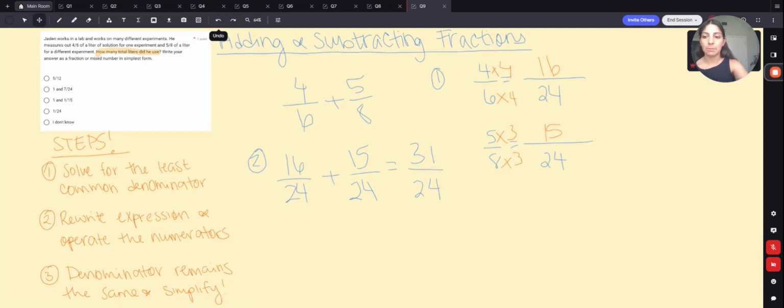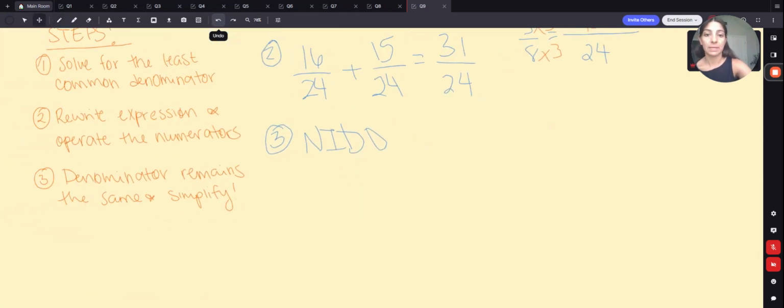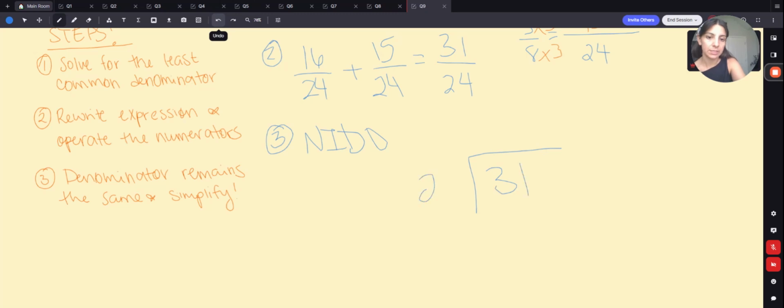Then it goes into step 3, where the denominator remains the same, but we write it in its simplest form. We do have an improper fraction, so it is best to change it back into a mixed number. The way that we do that is we use this little trick I like to call METO. Numerator in, denominator out. So we're going to use long division to change this into a mixed number.